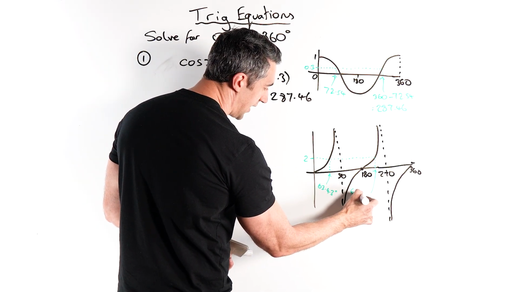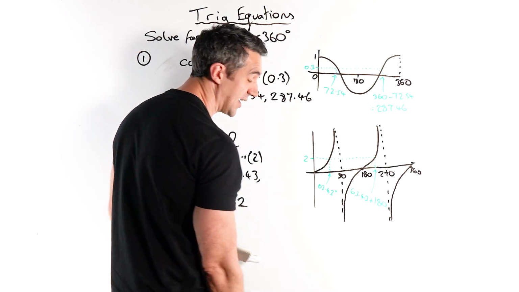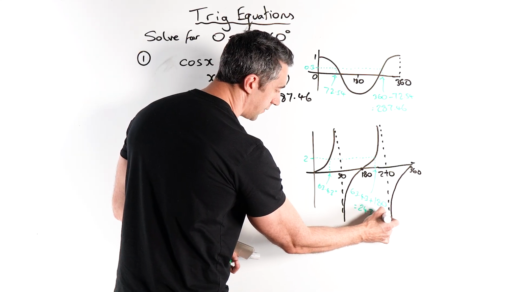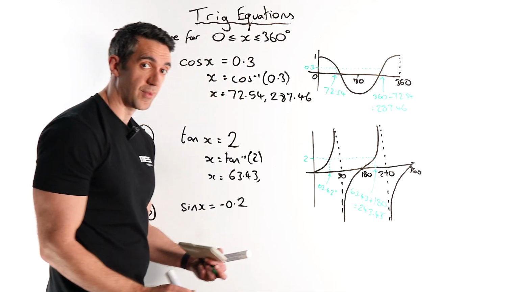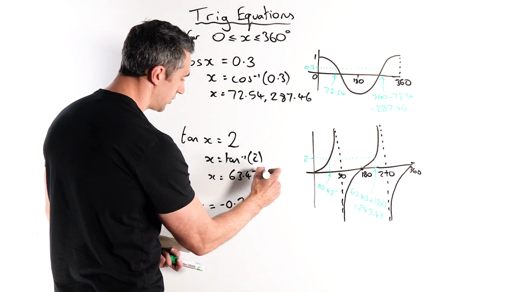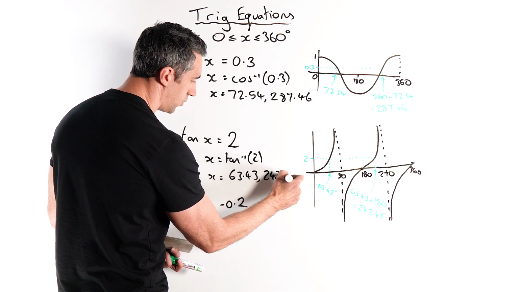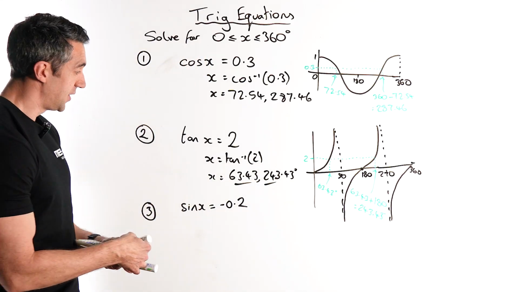So I take my first value of 63.43 and I add 180 degrees. Okay, it gets me 243.43. If I tried to add another 180, I would go past my 360 degrees, so I'm not going to do that one. So I've got my next value, 243.43 degrees. Those are my two solutions for a tan equation.